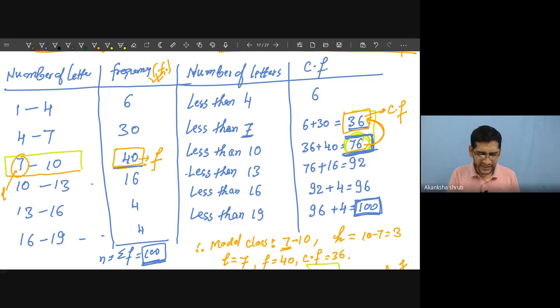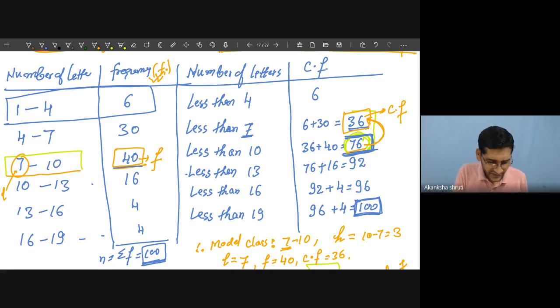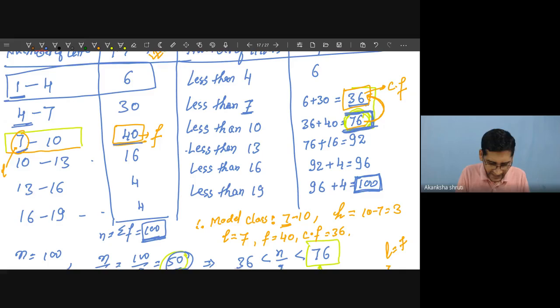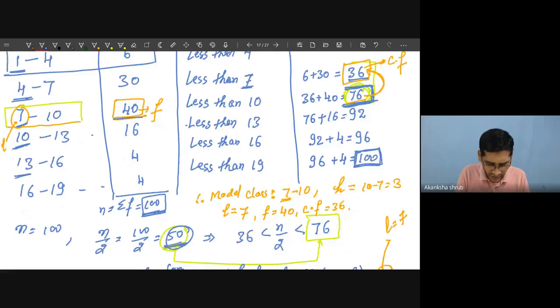So while converting the given group, say consider this 1 to 4 with the frequency 6. We may consider greater than 1, but greater than 1 may not include all the 6 because 1 also has to be included. So that's why if we are considering the lower limit 1, we shall always write greater or equal to 1, greater or equal to 4, greater or equal to 7, greater or equal to 10, greater or equal to 13, greater or equal to 16.